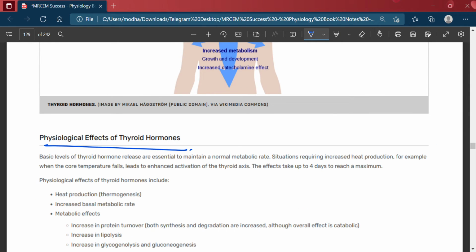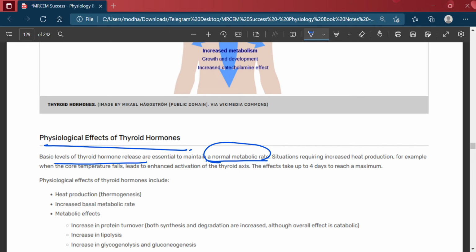Now, the physiological effect of the thyroid hormone. What is the physiological effect? Basic levels of thyroid hormone release are essential to maintain a normal metabolic rate.